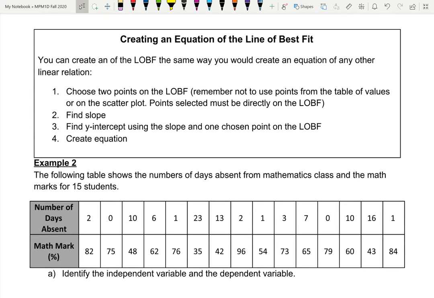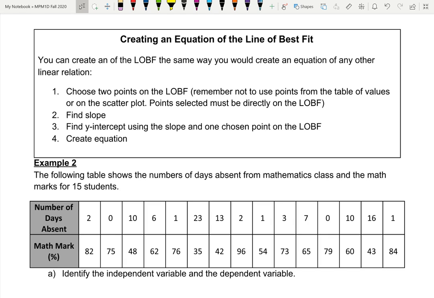All right. Creating an equation of a line of best fit. So going back to line of best fit, we can actually create an equation of our line of best fit. Now we would follow the same steps as creating an equation of any straight line. So we would pick 2 points on the line, use a slope formula to find the slope. Then we would find b by substituting 1 point on the line and the slope, and then we would create an equation.